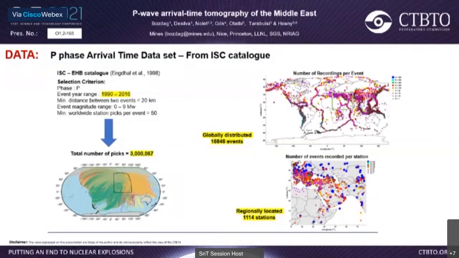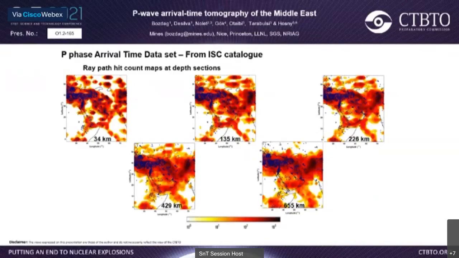On the left, great circle paths for the selected event-station pairs are shown, where different colors denote 62 different event clusters. This figure shows the heat count maps computed for 2x2 degree cells at various depth sections, showing the coverage we have with the ISC data. As seen from the maps, the best coverage is underneath Anatolia because of the dense seismic network, while the coverage is becoming sparse in the Arabian Peninsula.